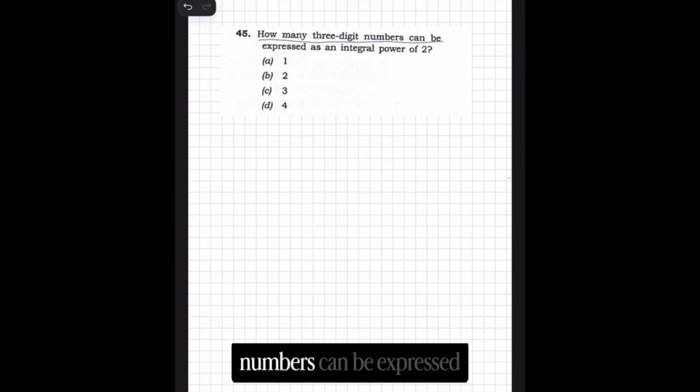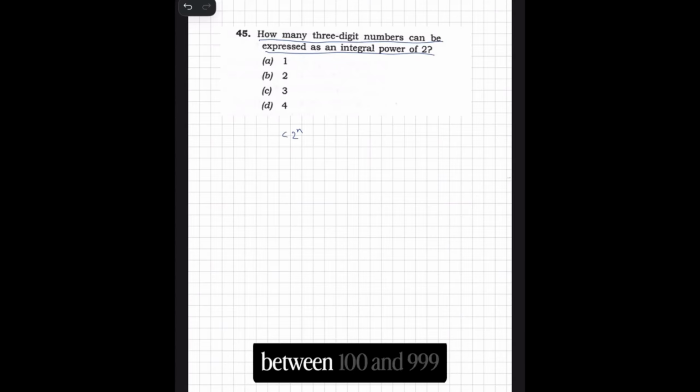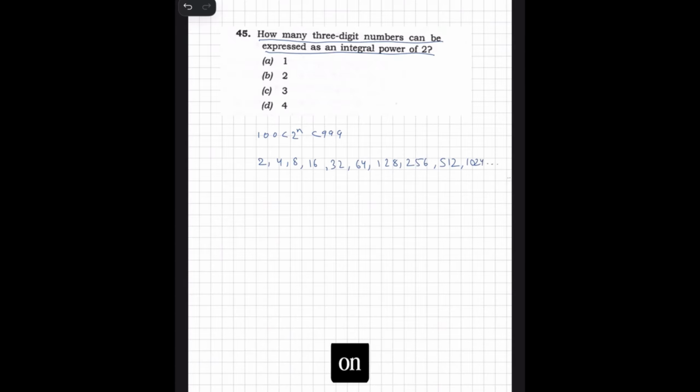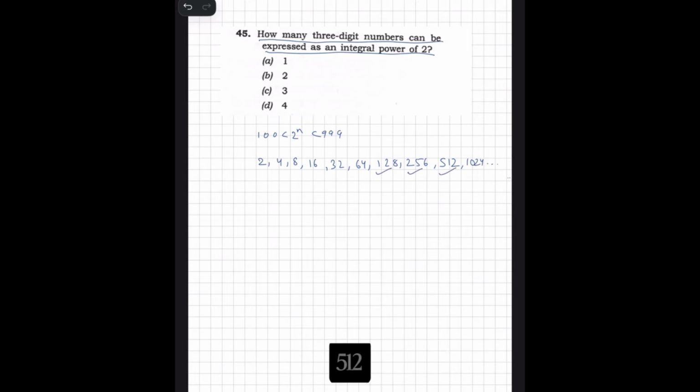How many 3-digit numbers can be expressed as an integral power of 2? So we have been asked powers of 2 that are between 100 and 999. So we'll begin by writing the powers of 2: 2, 4, 8, 16, 32, 64, 128, 256, 512, 1024, and so on. So we can see that there are only three 3-digit numbers that can be expressed as powers of 2, and they are 128, 256, and 512. So the correct answer is 3, and the correct option is option C.